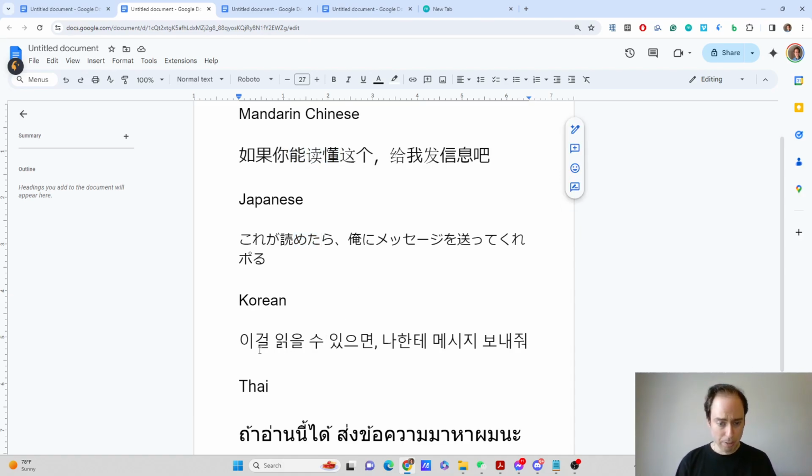When we get to Korean, we have something altogether different. And this is because it's using the Hangul alphabet, which was created by King Sejong the Great in 1446. So let's see if I can read this. 이거 읽을 수 있으면 나한테 메시지 보내줘. And basically, when you look at this, you can see that it has circles. Or I guess they kind of look like ovals when they're scrunched up like this. But you'll see circles in the script, and that's how you can tell that it's not Chinese or Japanese.